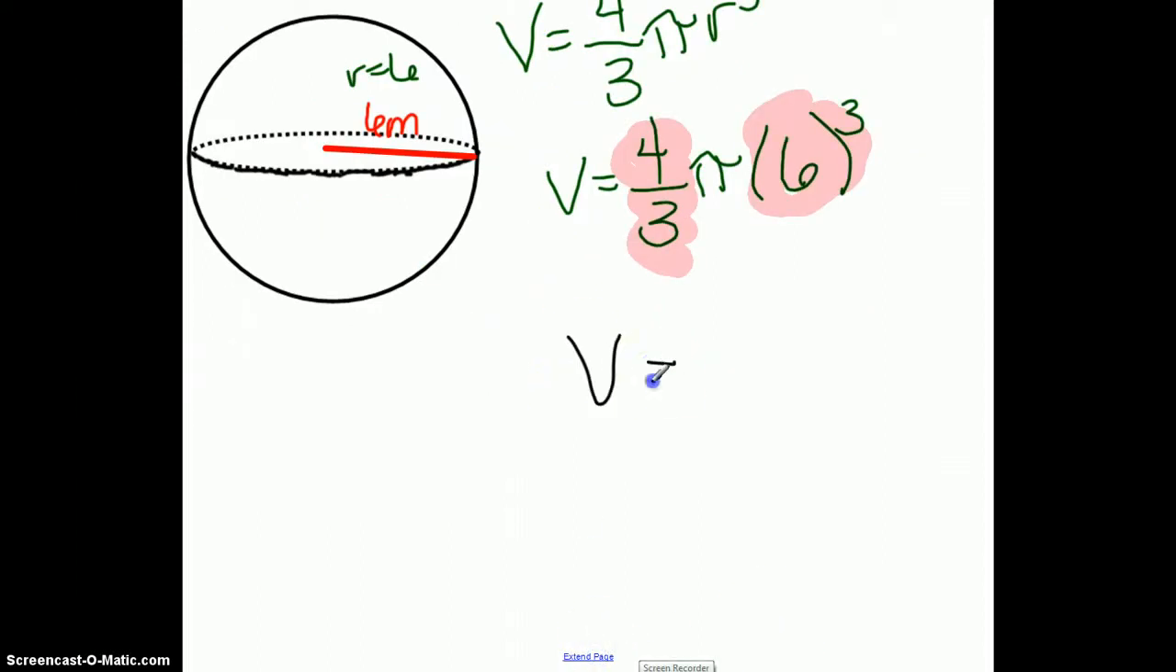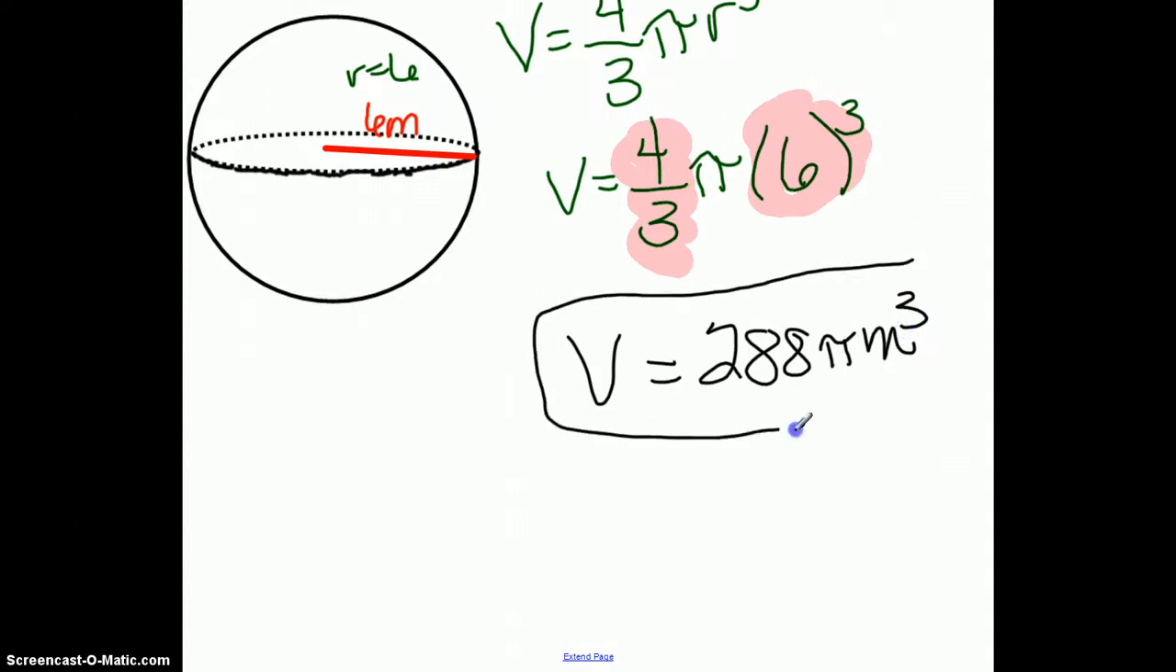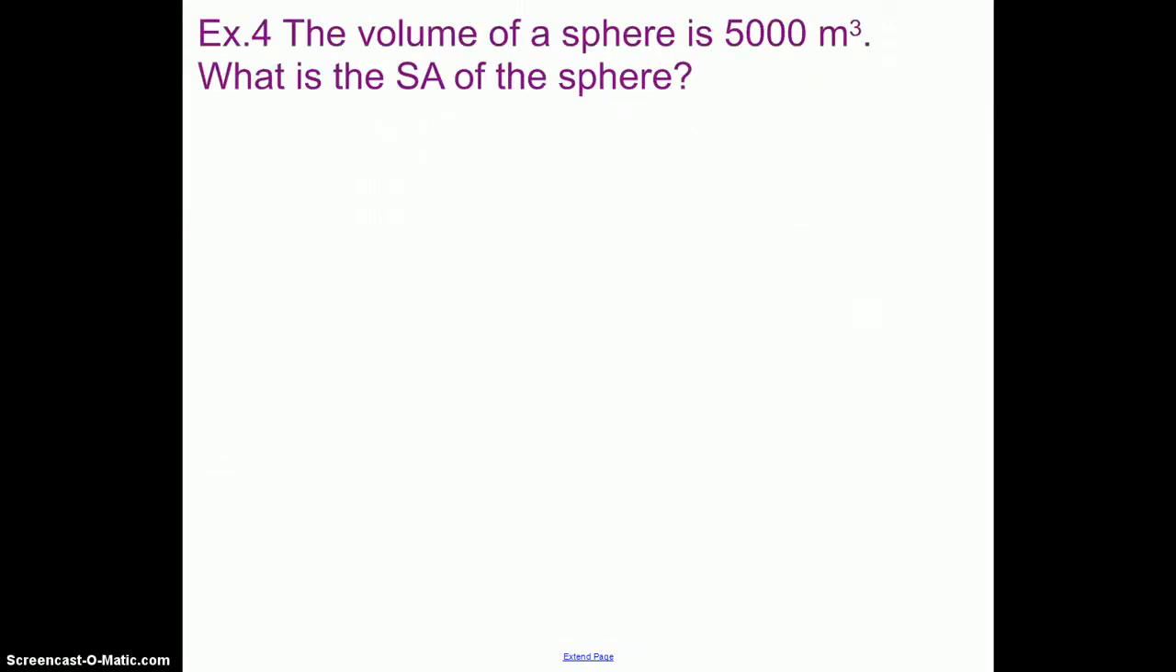So if I plug that in, I'm going to end up with 288 pi, and then it's going to be meters cubed. Now remember, cubed because we're talking about volume. You're going to switch back and forth, so again, pay attention to what you're solving for. Okay, let's try one more.